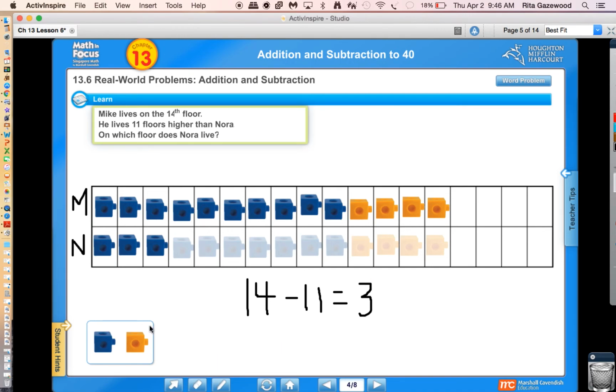Let's walk through this one more time. Mike lives on the 14th floor. He lives 11 floors higher than Nora. 1, 2, 3, 4, 5, 6, 7, 8, 9, 10, 11 floors higher than Nora. So which floor does Nora live on? That's right, the third floor. This kind of problem's a little tricky.